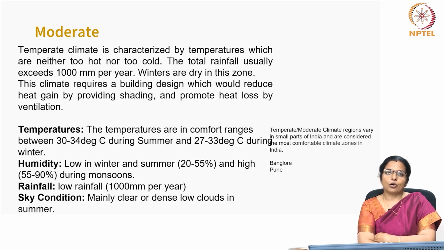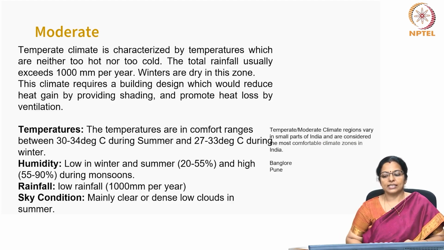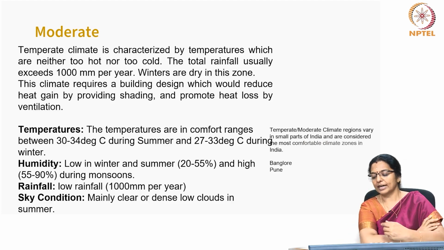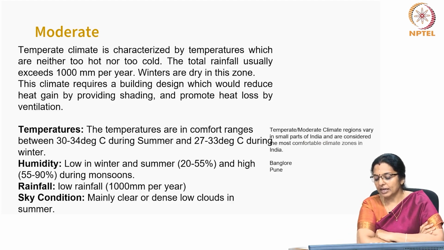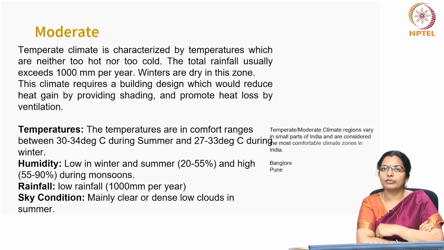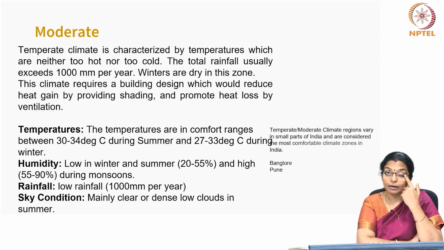There is low rainfall, about 1000 millimeters per year, and skies are mainly clear or with dense low clouds in summer. Temperate or moderate climate regions vary in small parts of India and are considered the most comfortable climate zones in India. Places which have moderate or temperate climate are Pune and Bengaluru.